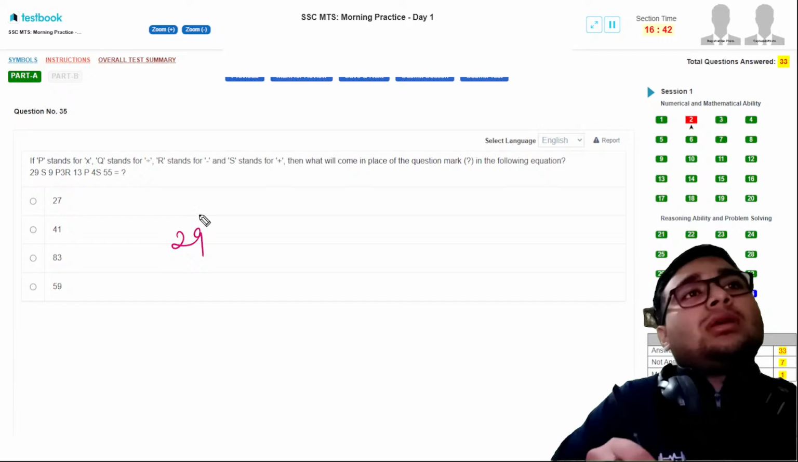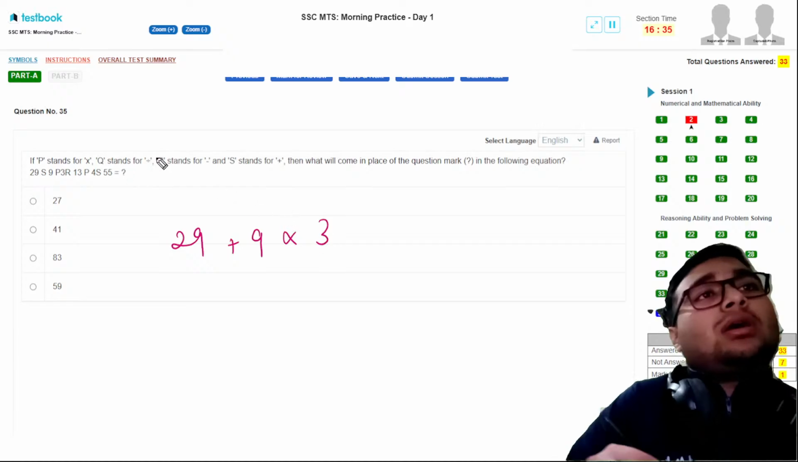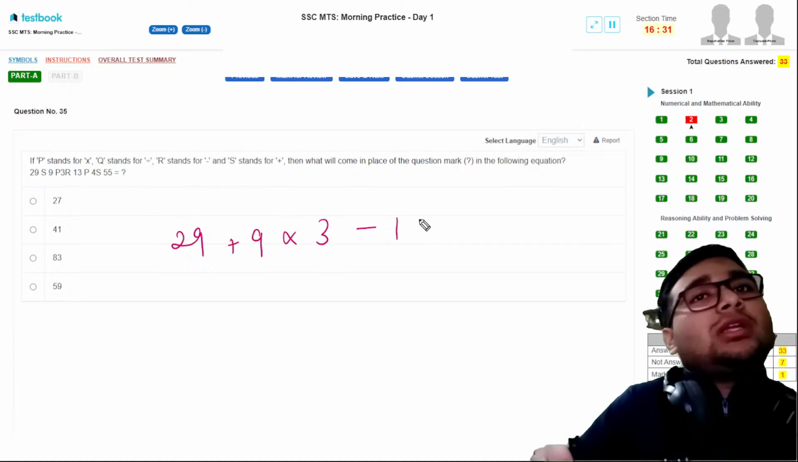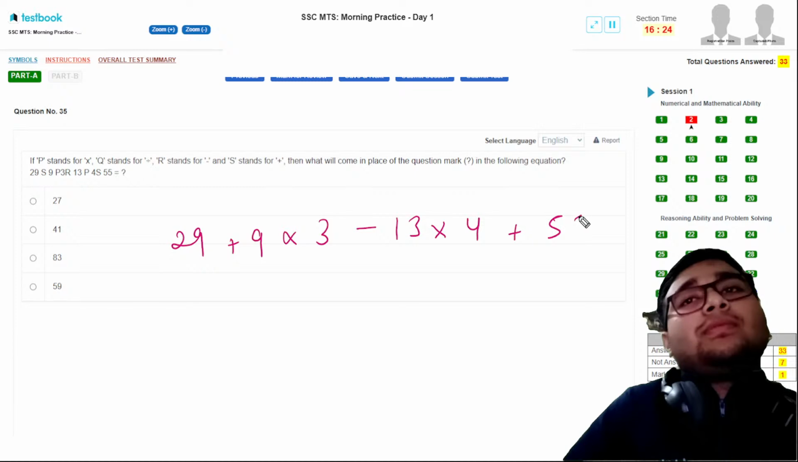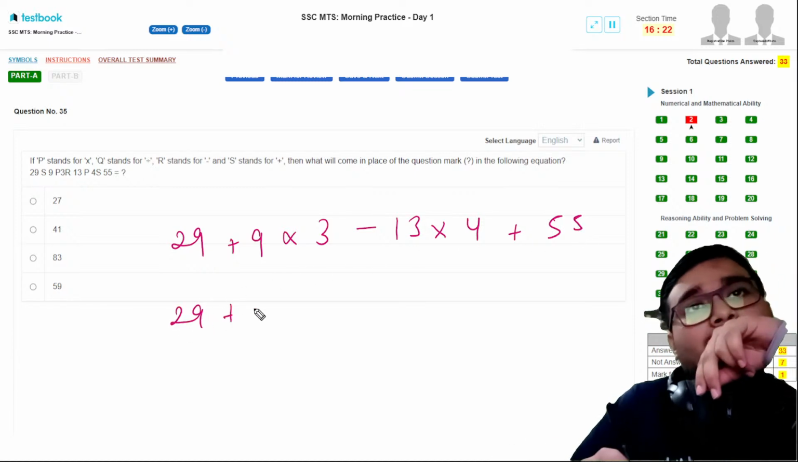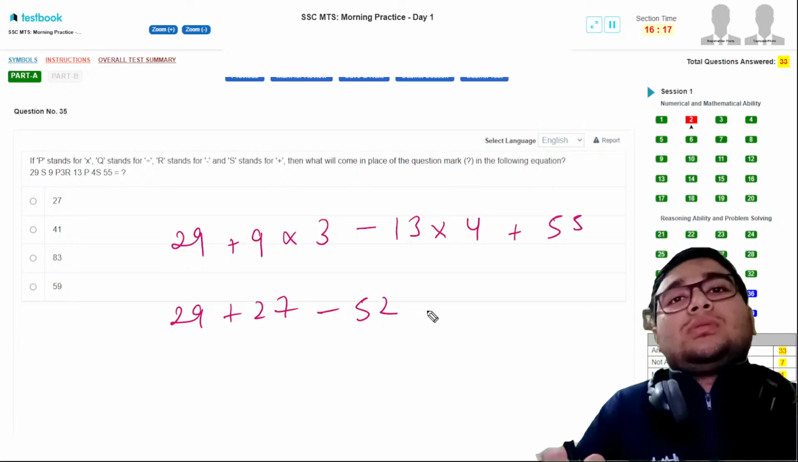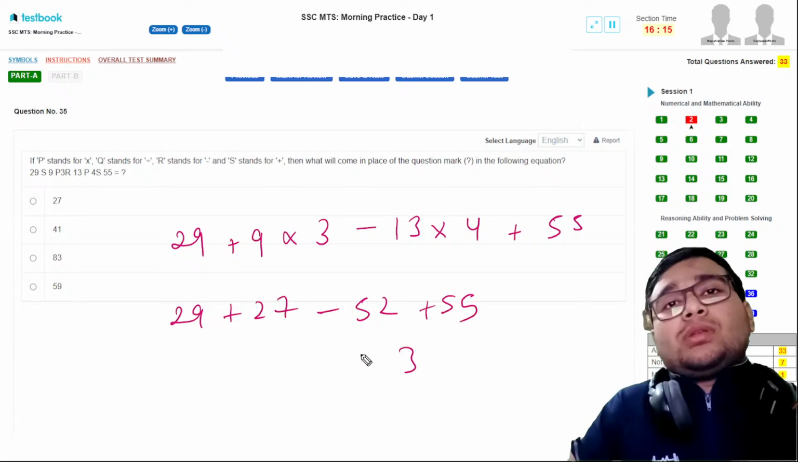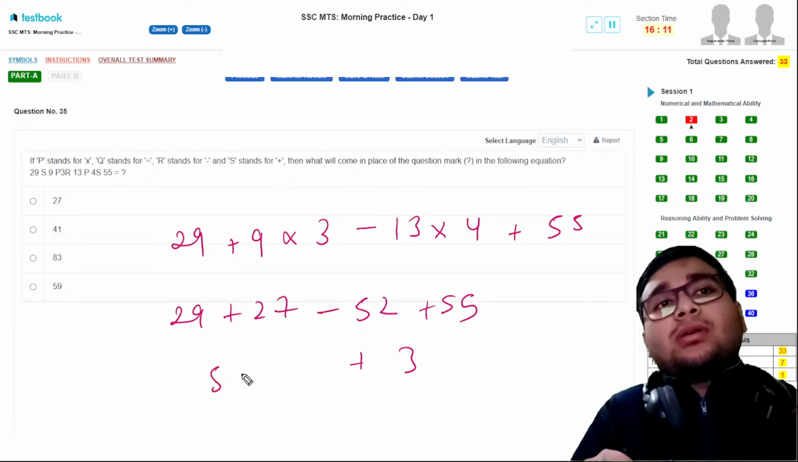29, S stands for plus 9, P is into 3, R is minus 13, P है into 4, S stand for plus 55. 29 plus 27 minus 52, 1 plus 55, 3. ये हो जाएगा 30, हो जाएगा 59.